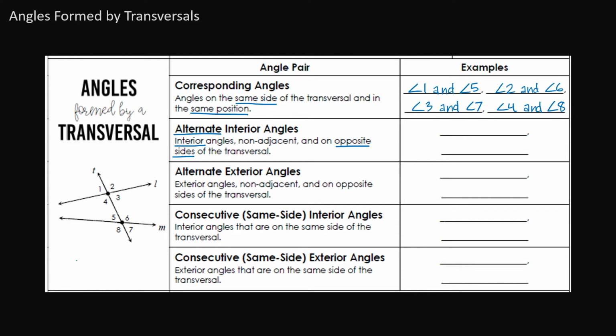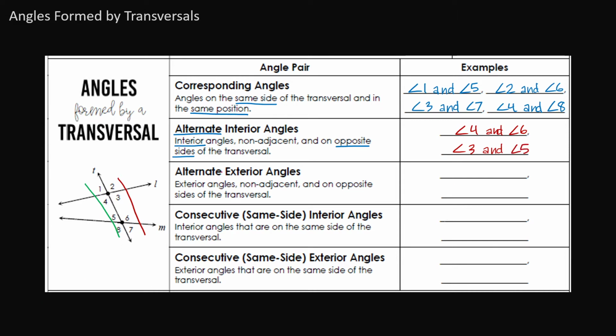If I look at angles that are on opposite sides of the transversal, I see two groups. I see 1, 4, 5, and 8, and then on the other side, I see 2, 3, 6, and 7. And so now I'm looking at the angles that are on opposite sides and inside the lines. So that would be angles 4 and 6 and angles 3 and 5. Angle 4 and angle 6. And then angle 3 and angle 5.